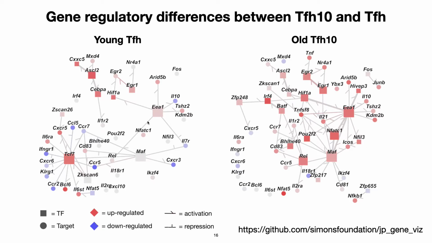So these subnetworks shown here show the regulation that makes old Tfh10 cells differ from normal TFH, young TFH cells. Tfh10 have an absence of classic TFH regulator TCF7 that drives CXCR5 and BCL6 expression. And we have also identified regulators that drive these important cytokines IL-10 and IL-21.